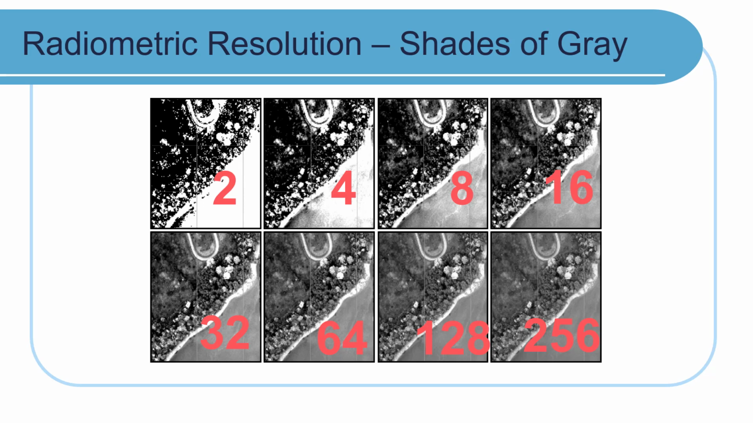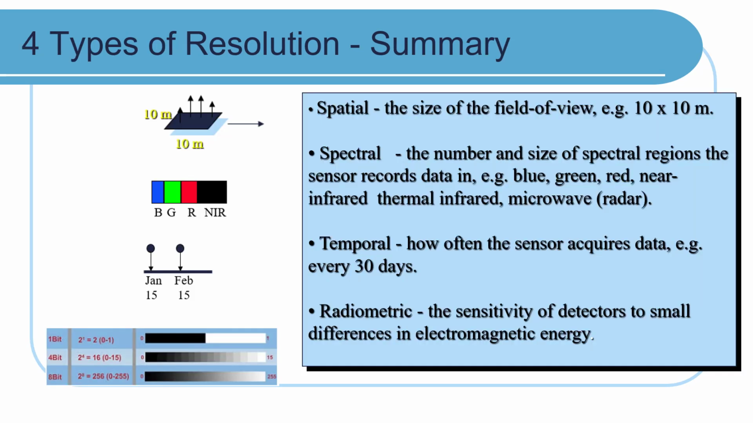So again, here are the shades of gray, 2 through 256. Remember, it's the bit number as the power: 2 to the first power, 2 to the second power, all the way up to 2 to the 8th power. So it's 2 to the power of the bit, not 1.